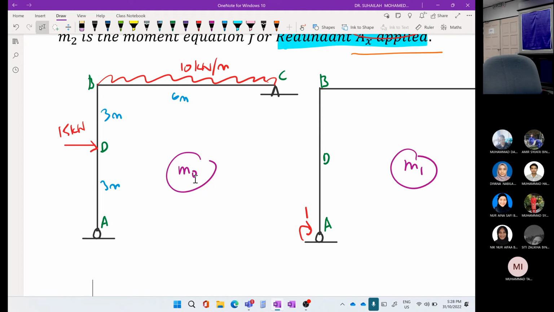And don't take too much time to calculate reaction. Okay? Because reaction is not your aim. This reaction is to be part of the solution.